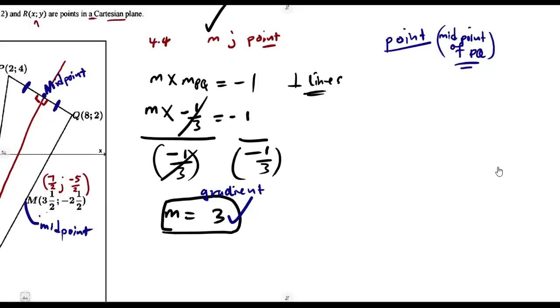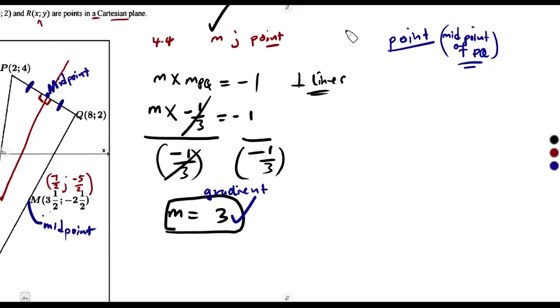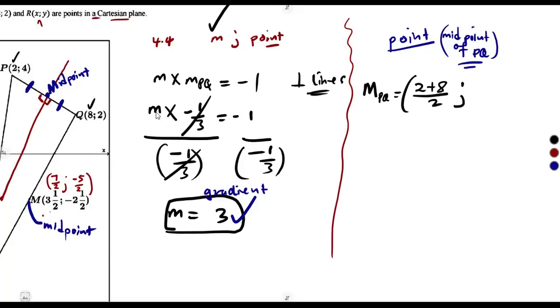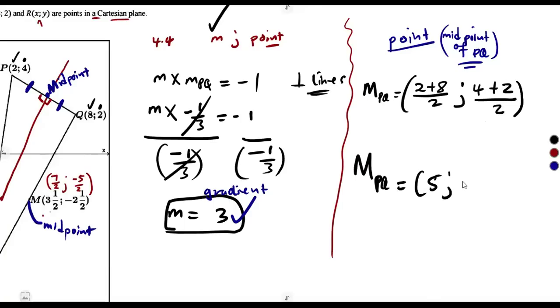Remember, guys, how you were calculating the midpoint. You add the x values together, the y values together. So the midpoint of our line PQ is going to be what? Add the x values, 2 and 8: 2 plus 8 over 2. Add the y values together, 4 and 2: 4 plus 2 over 2. So the midpoint of PQ is (5, 3), since 6 over 2 is 3.